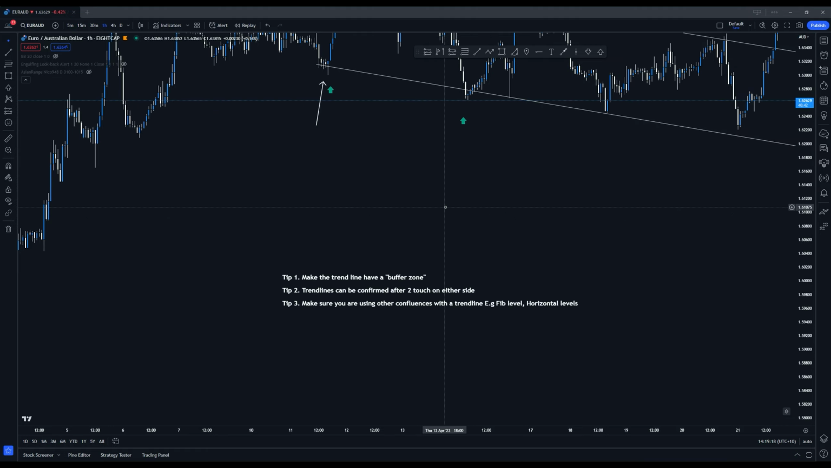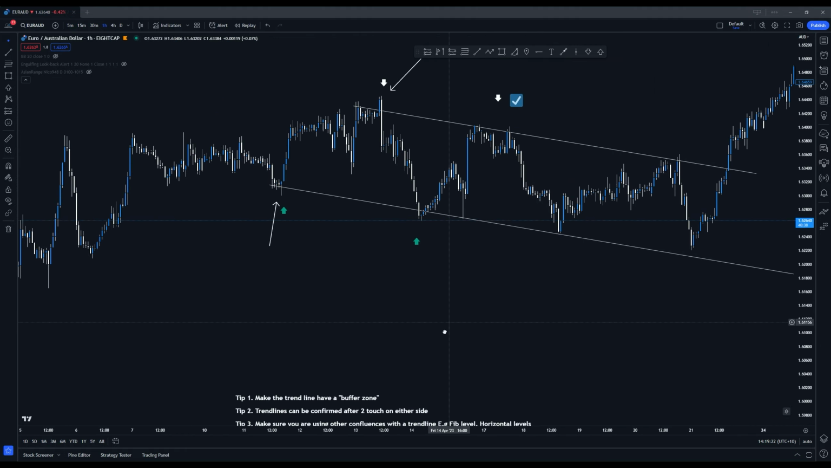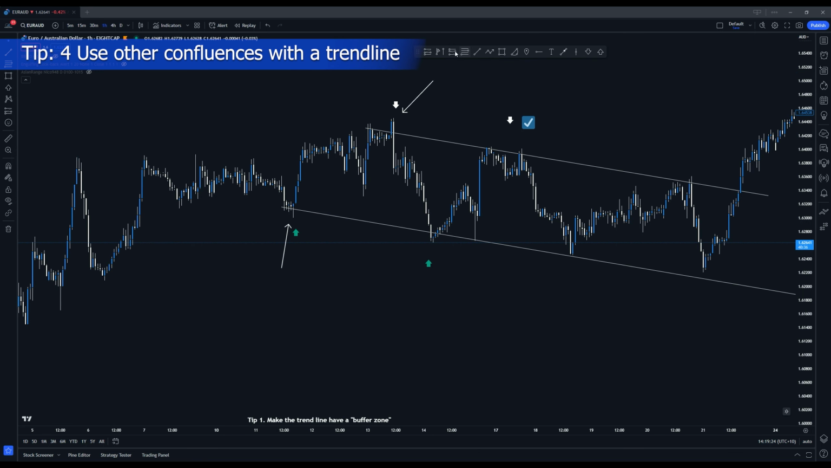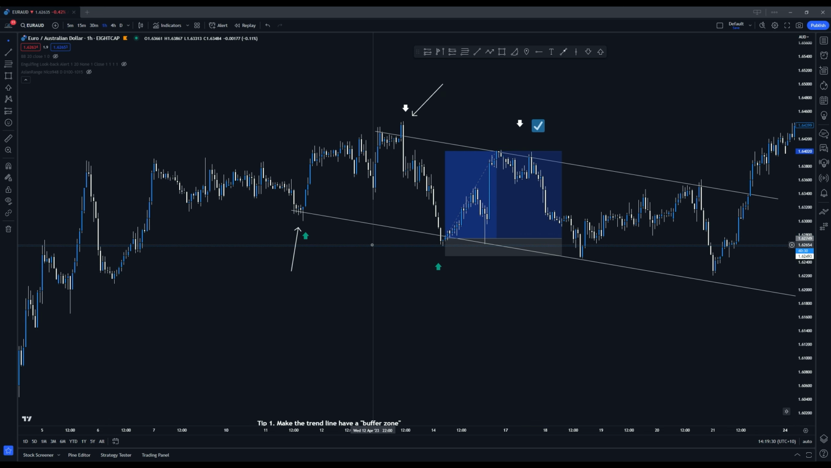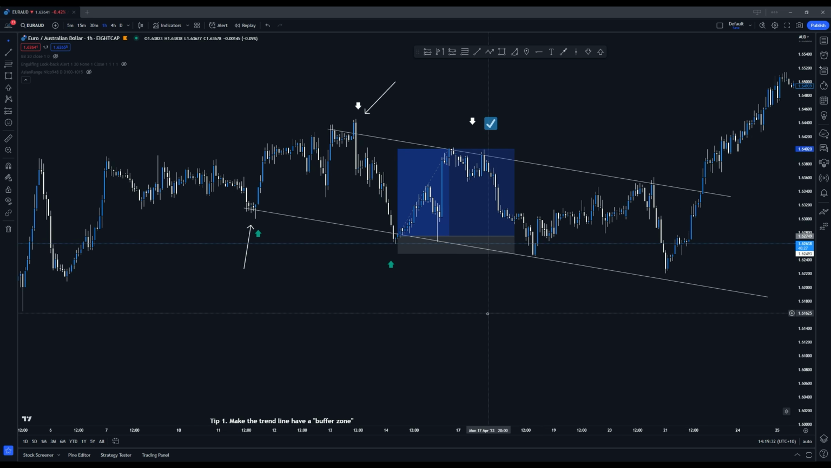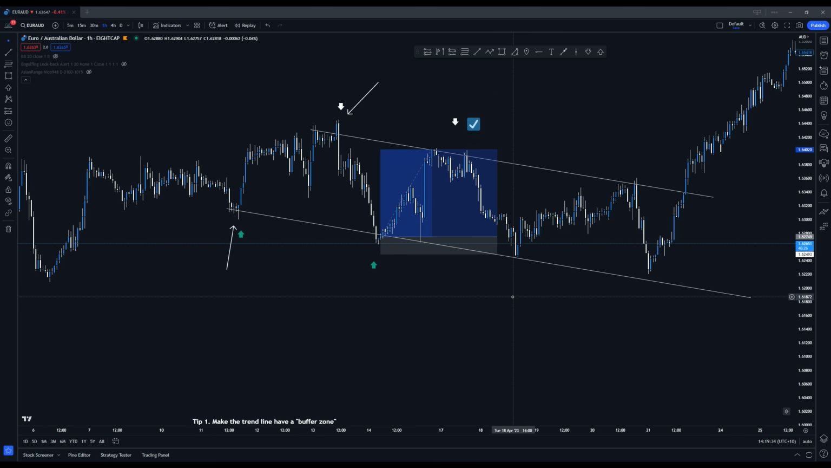The third one is make sure you're using other confluences with a trend line. Don't just buy a zone because it gets to the bottom and you want to make some quick money. Don't just do this. This is a good way to lose money in the long run. Just because this trend line that I've drawn up has worked for that type of trade, trading from the bottom, doesn't mean it's going to work 90% of the time.